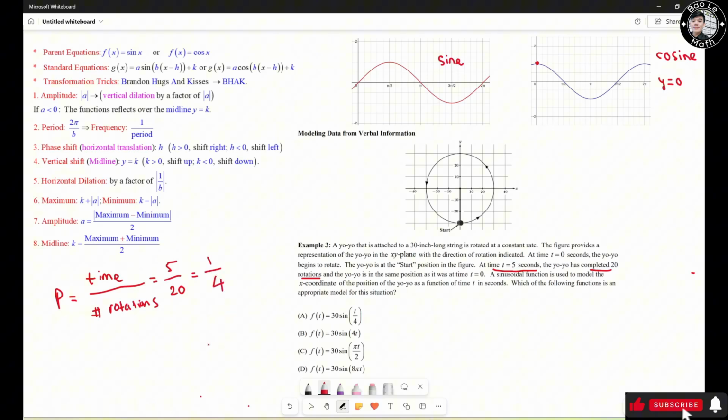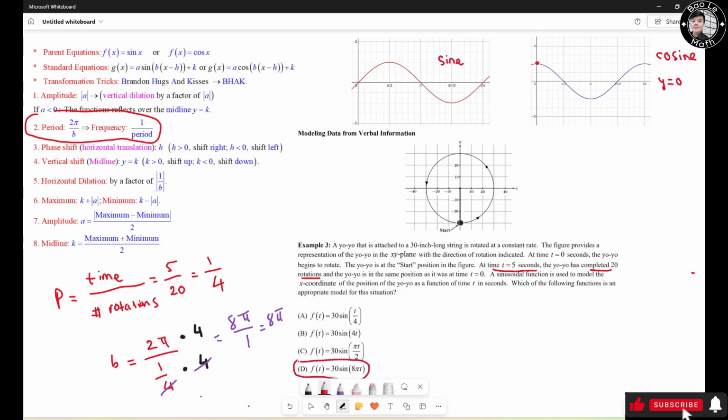So it's going to be 1/4. Alright. Now we use this formula right here to solve for b, right? So b equals 2 pi divided by 1/4, right? So we're going to multiply the top and bottom by 4 to cancel out this one, right? So 4 and 4 cancel out. You have 2 pi times 4, it could be 8 pi over 1, which is 8 pi, right? So b equals 8 pi, right? So only this answer is correct, right? Amplitude is absolutely the 30 inch long string right here, right?